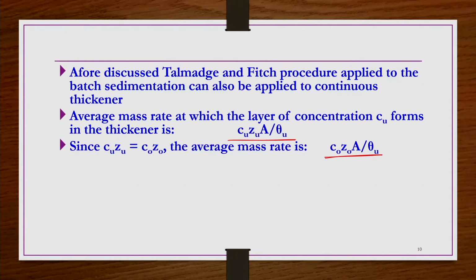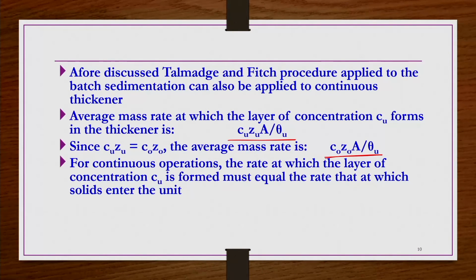Because initially Cu Zu are not known, we are going to obtain them by this graphical method. However, we try to reduce the work so that we can get the required information with minimum effort. Here Cu Zu is nothing but C naught Z naught, and C naught Z naught are known initially from the problem statement, so rather than writing Cu Zu, we can write that. Then the average mass rate is nothing but C naught Z naught A by theta u.